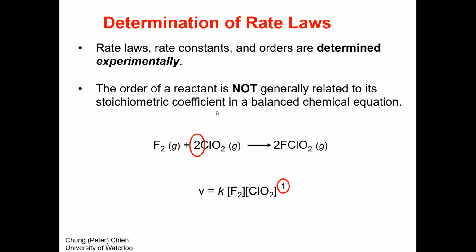So remember that the order of the reaction and the rate constant can only be determined experimentally. You cannot just say that the overall order of the reaction is this based on the stoichiometric coefficient. It is not possible. So look at it here. The oxochloride here is 2, but if you look at the expression of the rate law, it is 1.